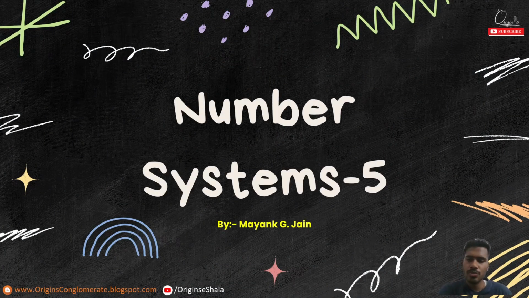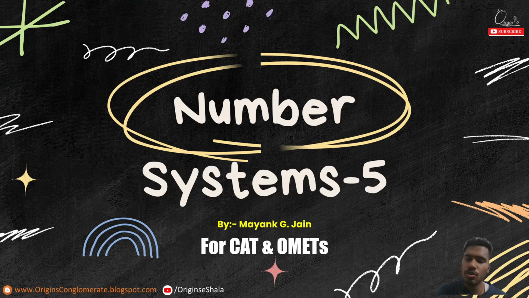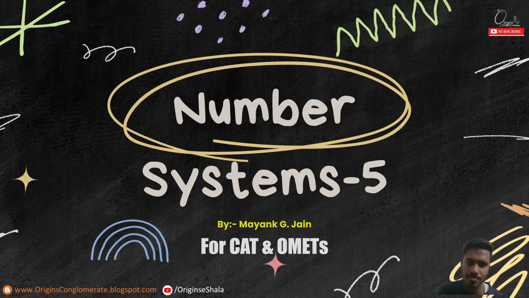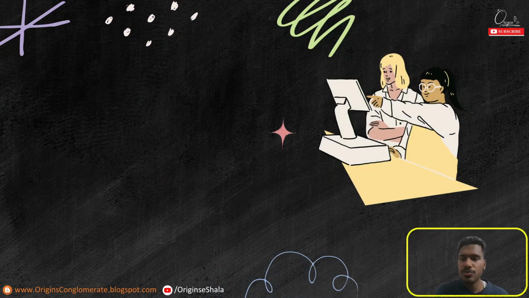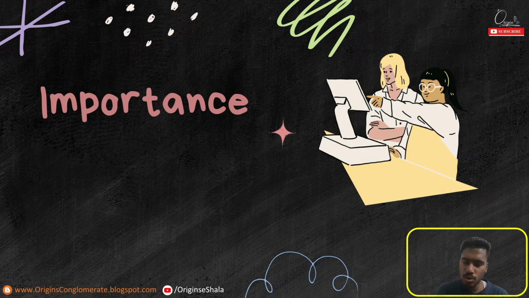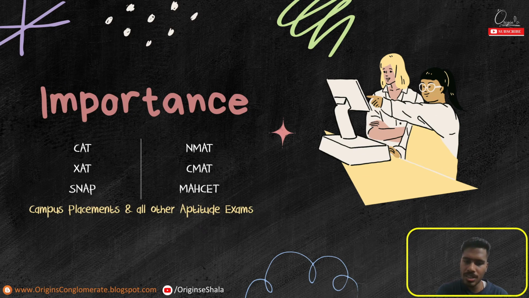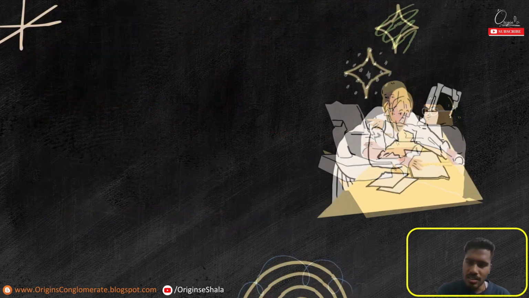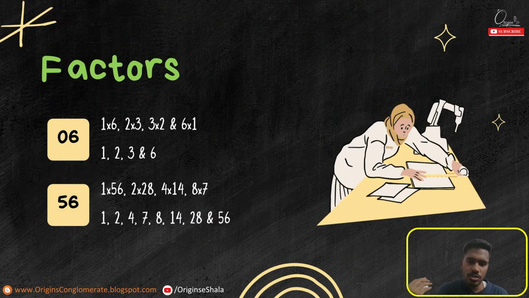Hey guys, welcome to the fifth session of number systems in the playlist of quantitative aptitude for CAT and other management entrance tests. As I have been saying since the past few lectures, this is going to form your core foundation for quant in several exams and even your college placement exams. With that said, I think so far you all might have gotten comfortable with number tree, primes, composites, and factors. So let's take it up a notch.